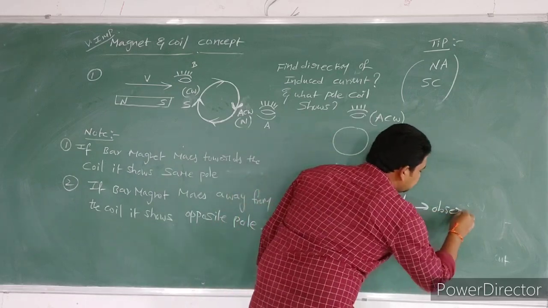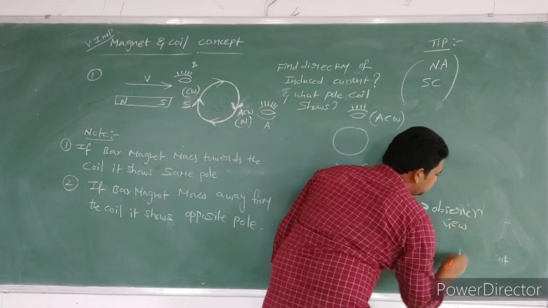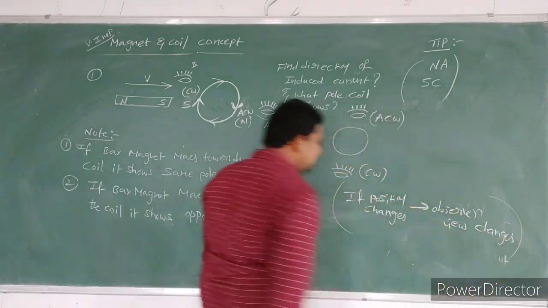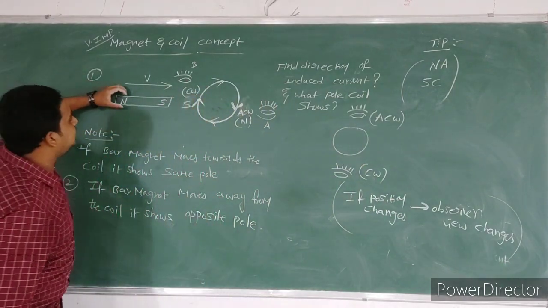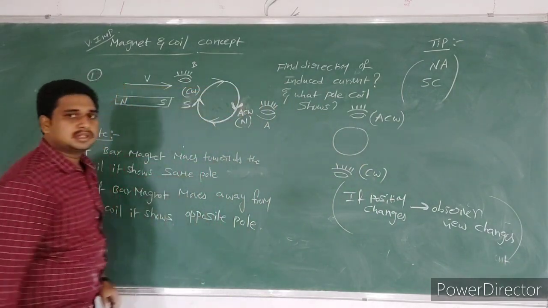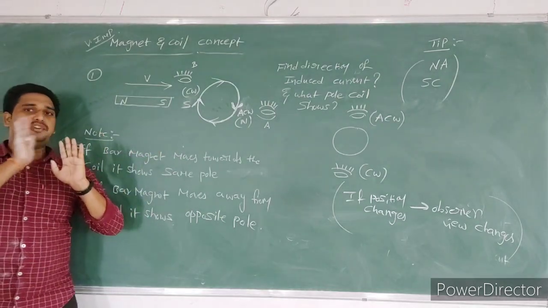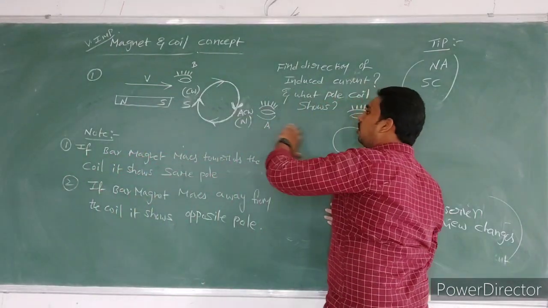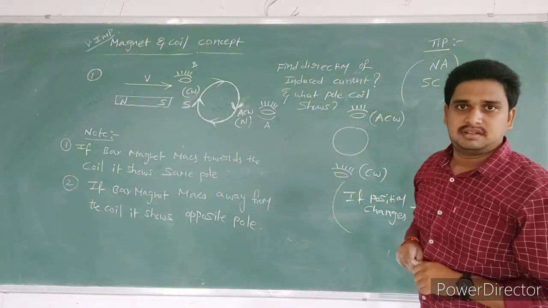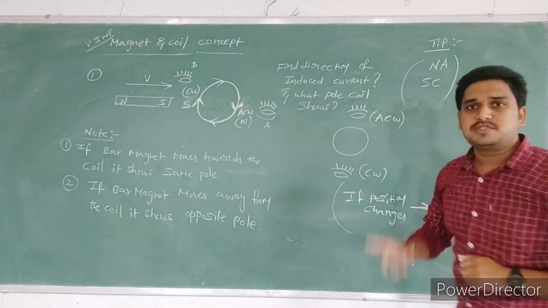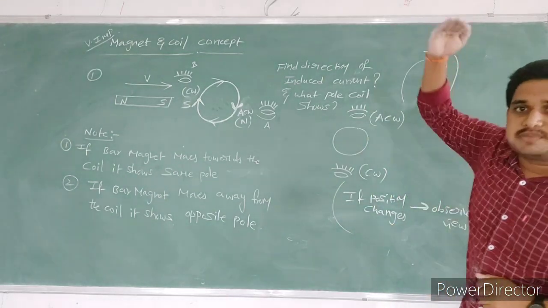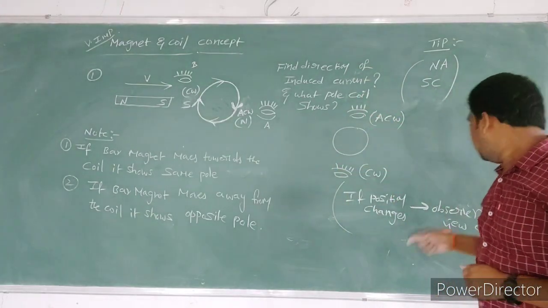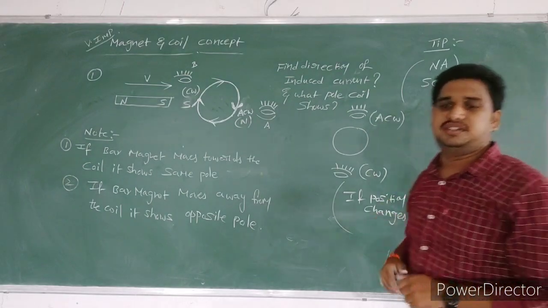If position changes, the observer's view changes. Similarly, if you bring a bar magnet nearer to this coil, if you observe from this side, this is clockwise direction. If you observe from this side, this is anti-clockwise direction. Like the fan case: from the bottom it is clockwise, from the top it is anti-clockwise, because the observer's view changes whenever the position changes.